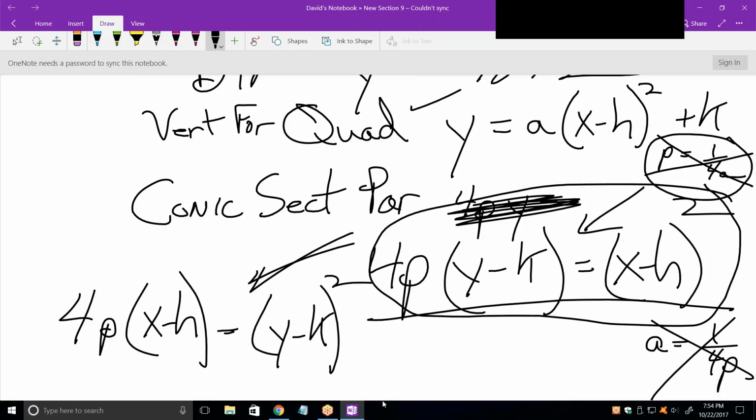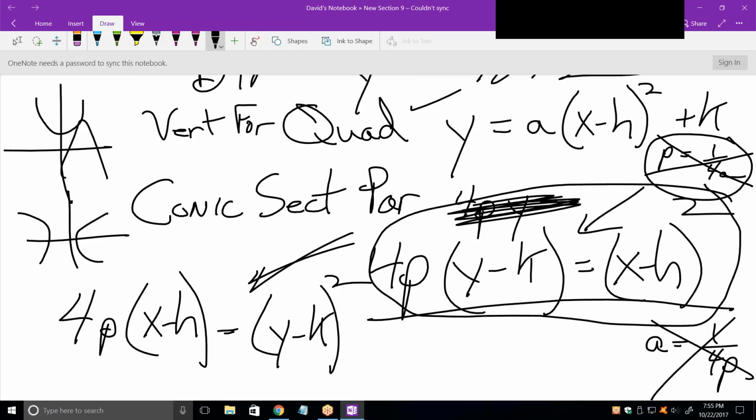Notice the difference. This is an x equal y squared parabola. What we've dealt with for 3 years is a y equal x squared parabola. Well, y equal x squareds are either this or that. They're up and down. When you have x equal y squared, they're sideways. It's either that or that.